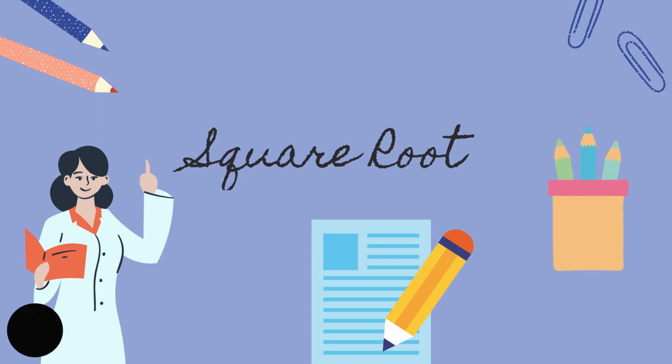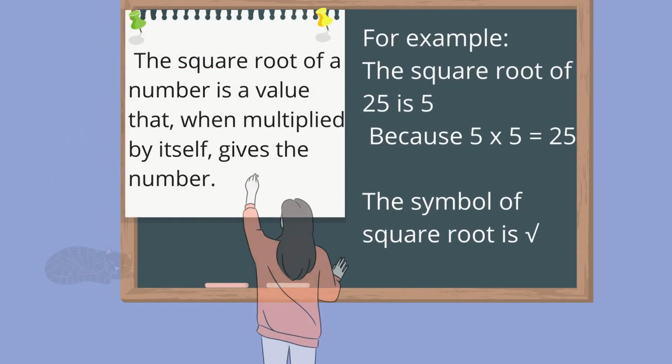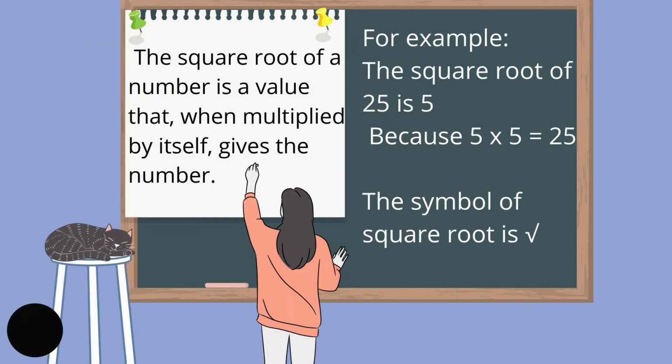Now let's look at what square roots are. The square root of a number is a value that, when multiplied by itself, gives the number. For example, the square root of 25 is 5, because 5 multiplied by 5 equals 25. 5 multiplied by itself gives 25. So the square root of 25 is 5.